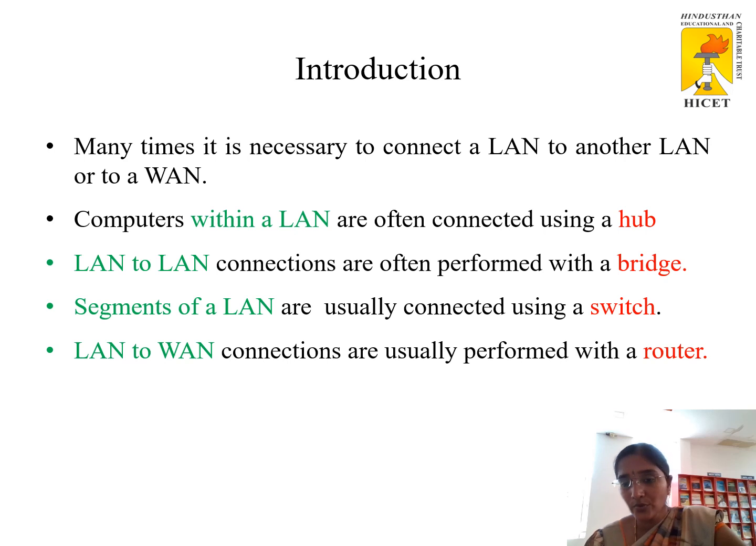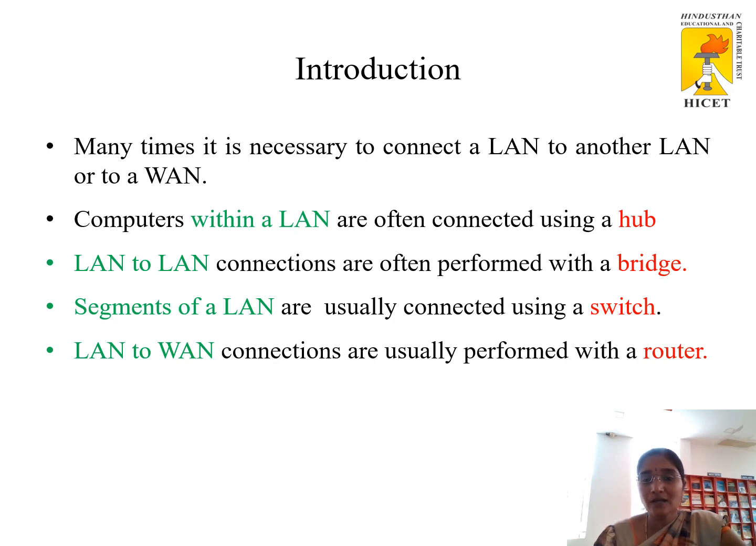Okay, as I showed you a list of components in the previous slide, here it is being mentioned that a hub is used for making a connection within a LAN. LAN to LAN, so two networks you are just connecting, is done with the help of a bridge. Whereas segments of a LAN that have to be connected together are connected with a component called a switch, and LAN to WAN, from local area to a wide area, the connections are usually performed with a router.